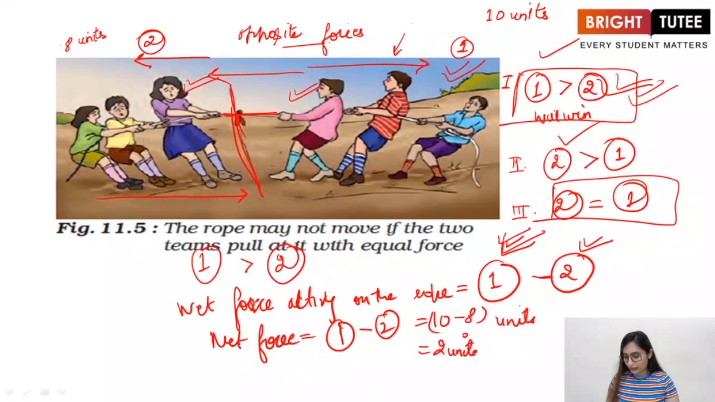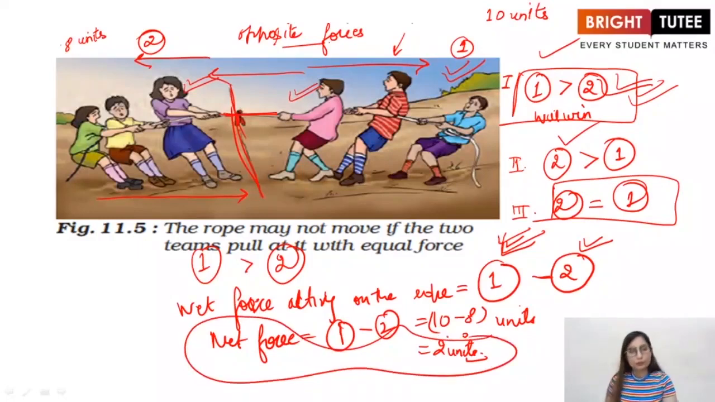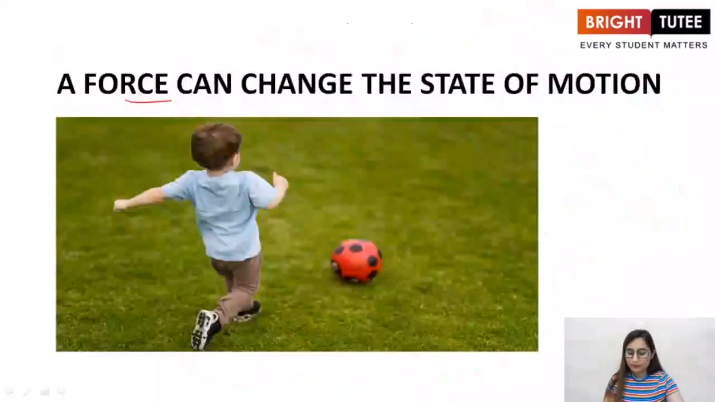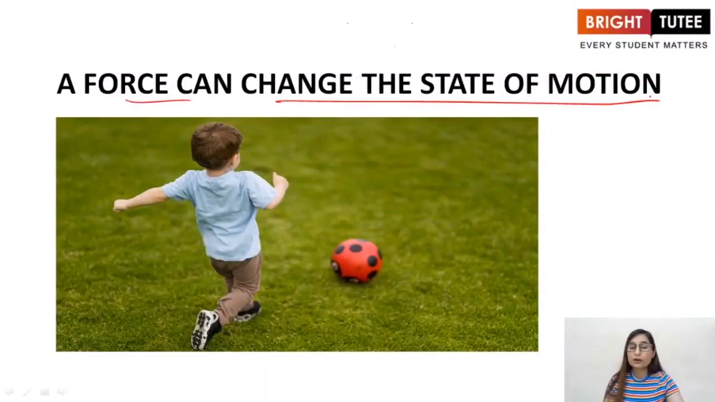So if we take this example here, the net force is 2 units and basically the difference between the forces of both the teams. The magnitude of the smaller force is subtracted from the magnitude of the larger force, and the net force comes out to be the difference, which is 2 units, right? A force can change the state of motion, as we discussed in the first lecture as well, that a force can easily change the state of motion of an object, right?